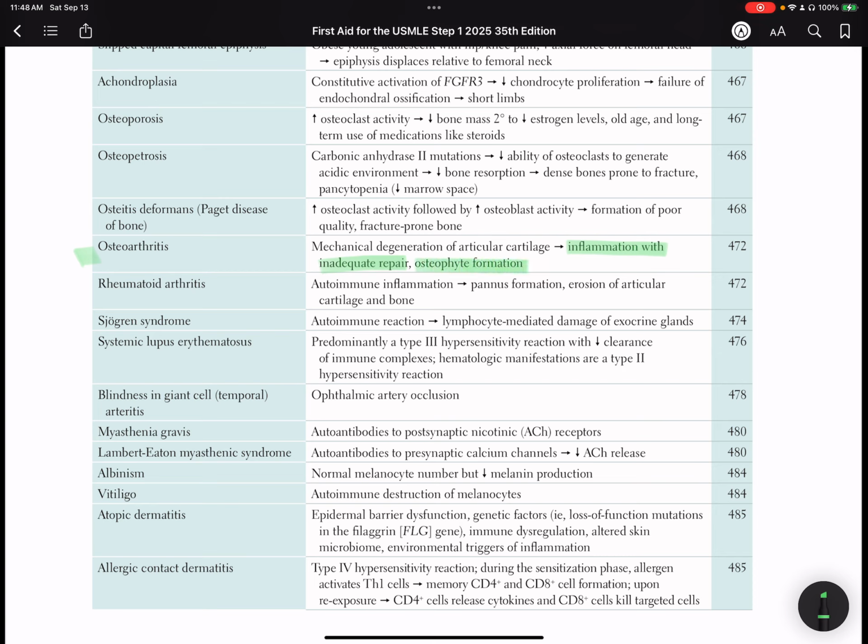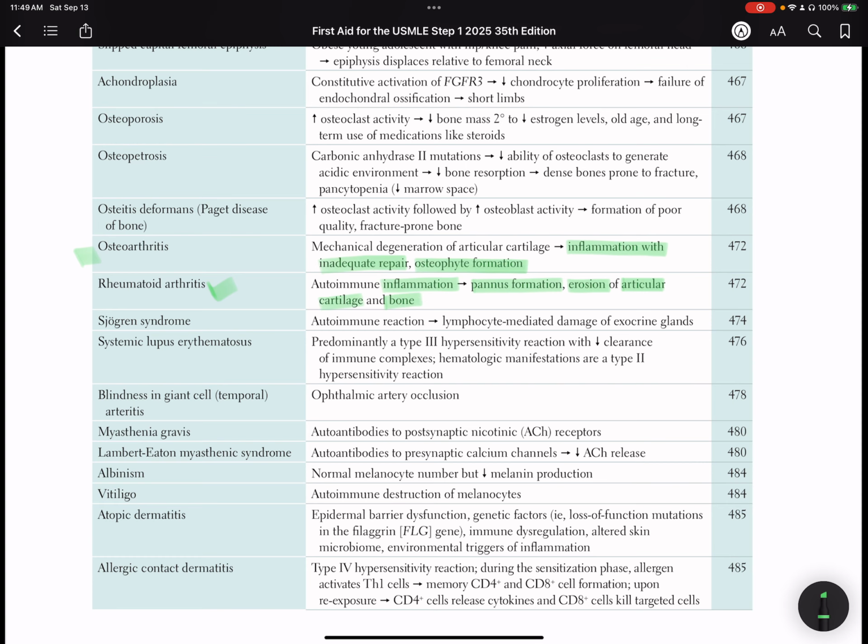What causes rheumatoid arthritis? Rheumatoid arthritis is caused by autoimmune inflammation, which leads to pannus formation and erosion of articular cartilage and bone.